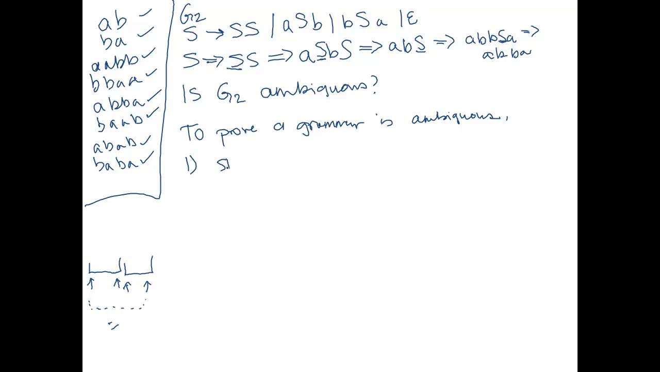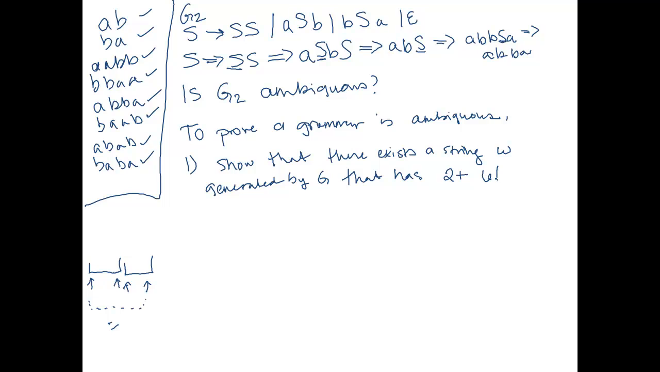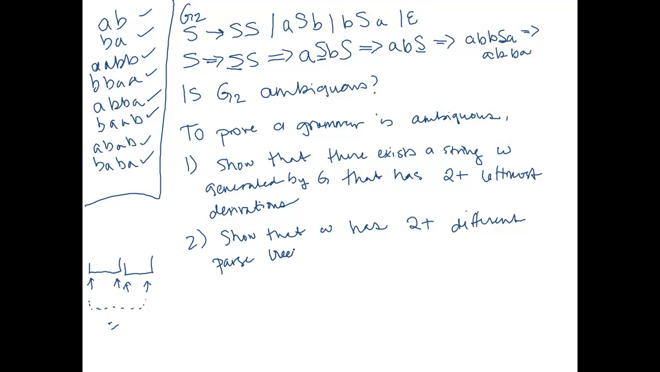We can show that there exists a string W generated by G that has two or more leftmost derivations, or we could also show that the same string W or another string W, any string generated by the grammar, has two or more different parse trees. Okay, so these are equivalent.